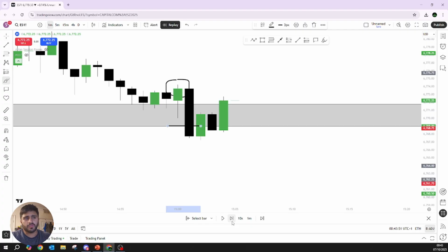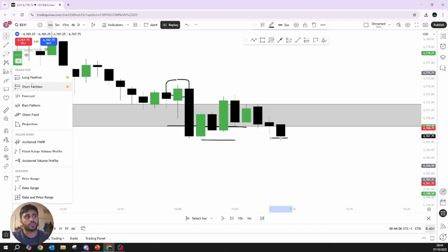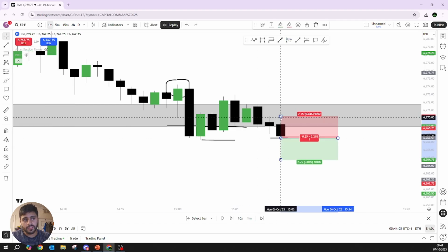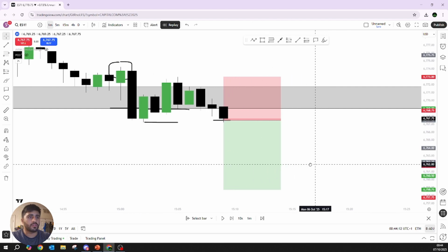If I continue to play price on, we saw a second break below this level, and I was comfortable to go short just over here. This was my short, right here. I was comfortable to go short, and I was trying to get basically a 1.5R risk to reward.